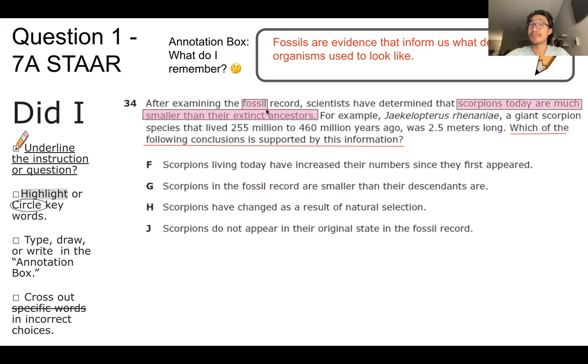And we're also thinking about fossils. That's a key word, definitely. So we remember that fossils are evidence that can tell us what dead organisms used to look like, right? Even though it might be extinct, their fossils can help us predict what they used to look like. They don't really tell us about the numbers of them by looking at the size of the fossil, right?